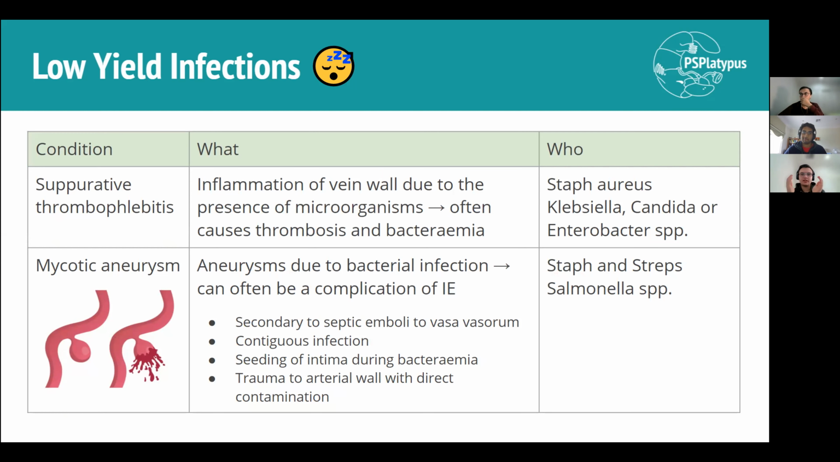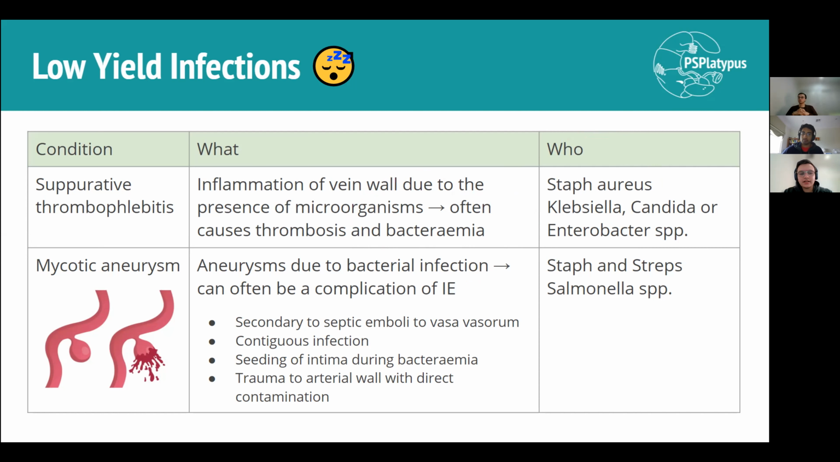So microorganisms clump together and spread everywhere, or bacteremia, which is already infection in the arteries or the veins. So who's responsible? Staph aureus, Klebsiella, Candida, Enterobacter, and so on.